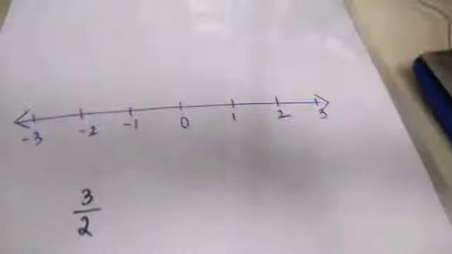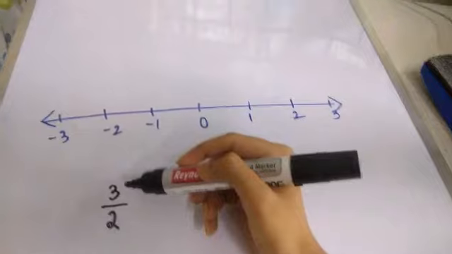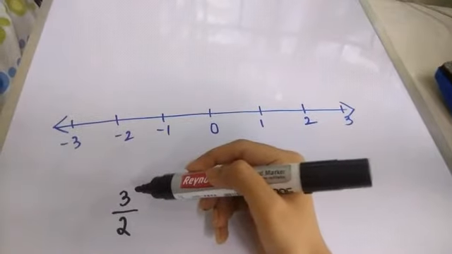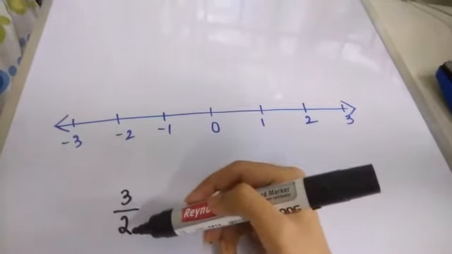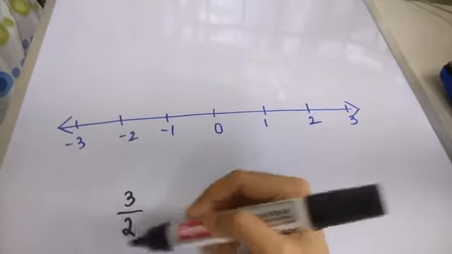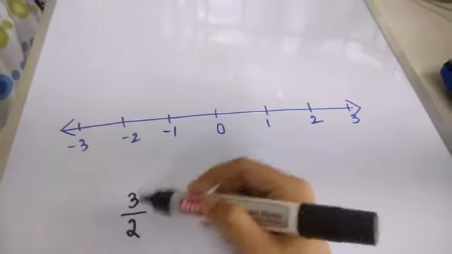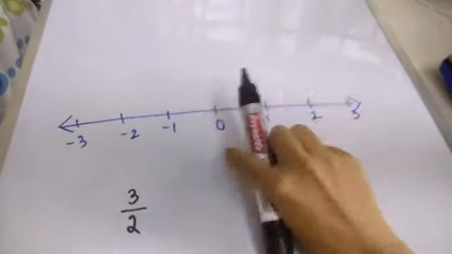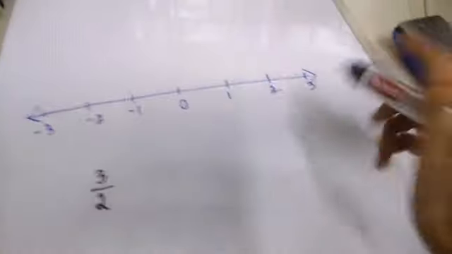Now we'll see what to do when the numerator is bigger and the denominator is smaller. The 3 here is the numerator and it's bigger than the denominator, which is 2. So then it won't come between 0 and 1. It will be bigger than 1, and I'll show you how.